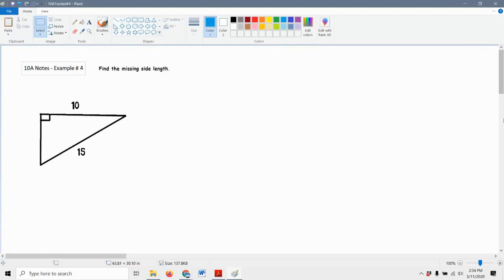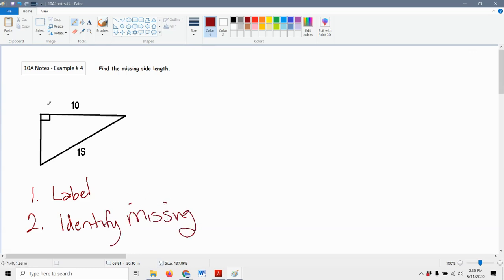This is example 4 of the 10A notes. And we're asked to find the missing side length. Okay? So again, we're always going to start by labeling our triangle sides. We're going to label, and then the next thing we're going to do is identify the missing side.